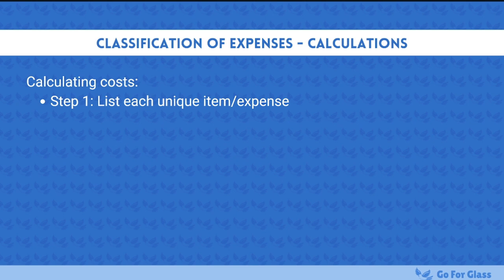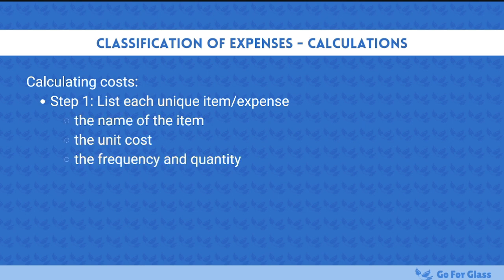With the categories of costs out of the way, let's calculate. Step 1 is to list every line item or unique expense. For each, identify the following traits: the name of the item, the unit cost, the frequency or quantity. From there, multiply the unit cost and frequency/quantity to find the total line cost. For example, if utilities are $100 per month for 3 months, it would be $300. Do this for every line in every category.